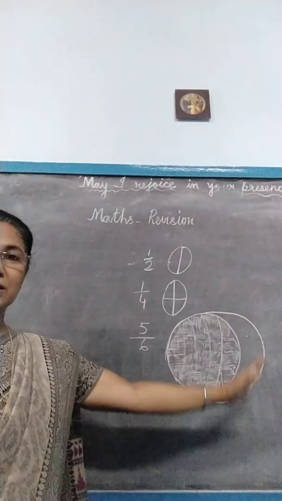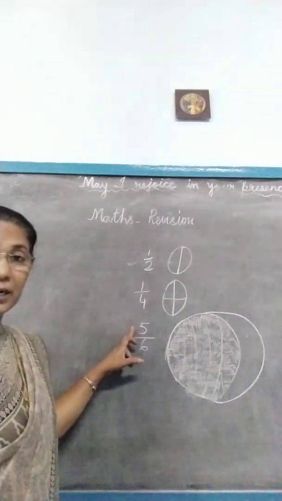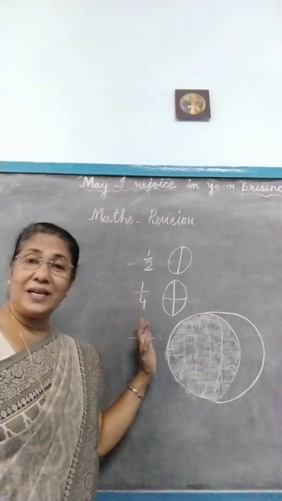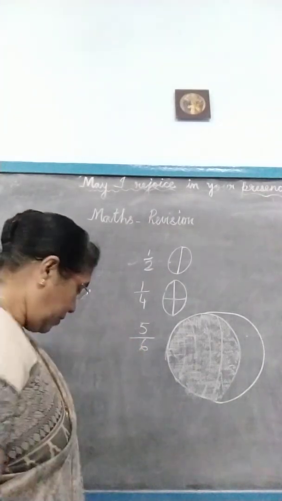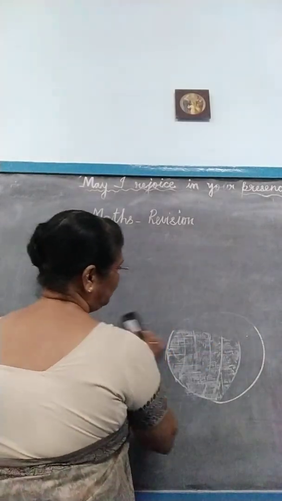Only one portion is not shaded. So out of the 6 parts, only 5 parts are shaded. So this is the fraction when you write it as 5/6. So much is clear. Let's move on to the next one.